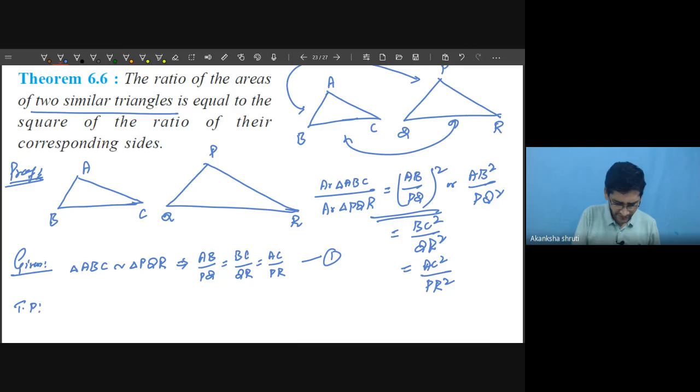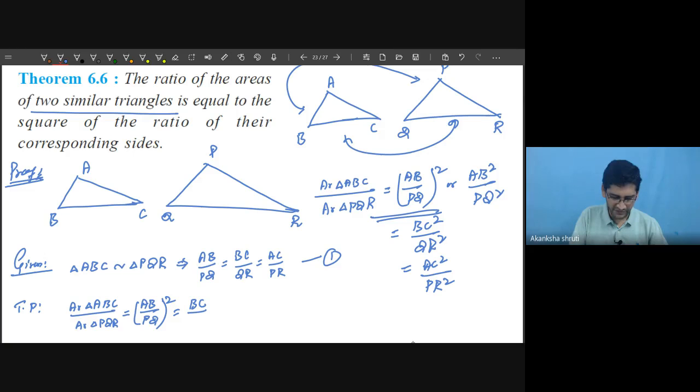Write that area of triangle ABC by area of triangle PQR is equal to the ratio of any two sides, that is AB corresponding to PQ, their square. If we are taking BC, we have to keep in mind that ABC we have taken in the numerator, so the corresponding side will also be in the numerator.